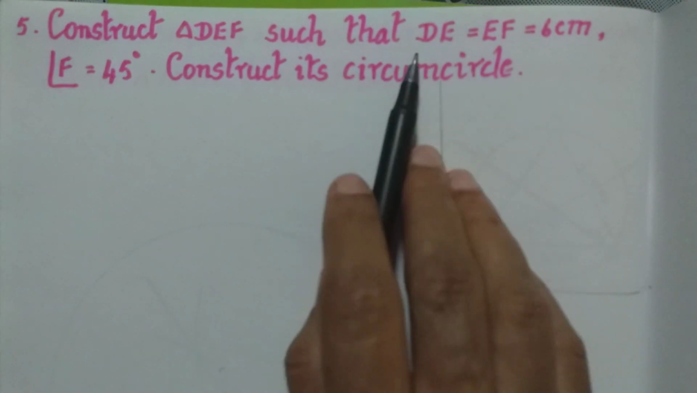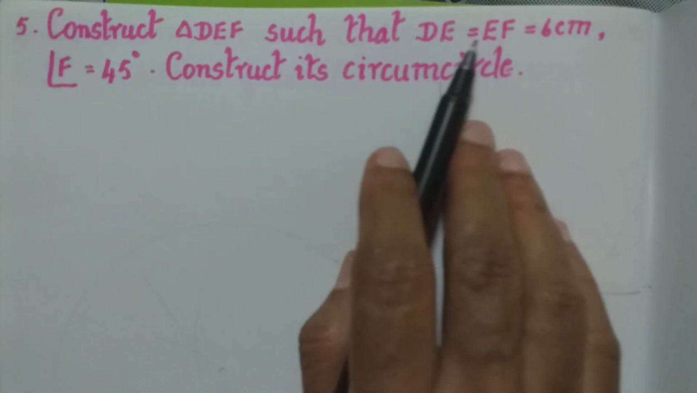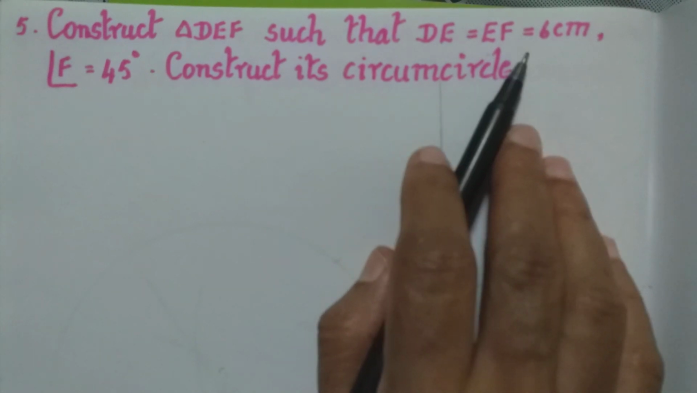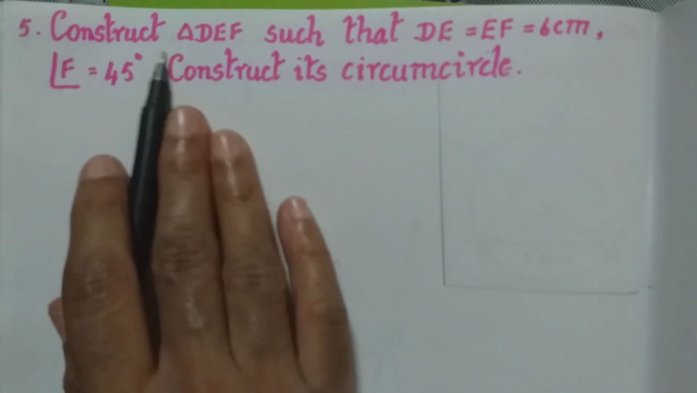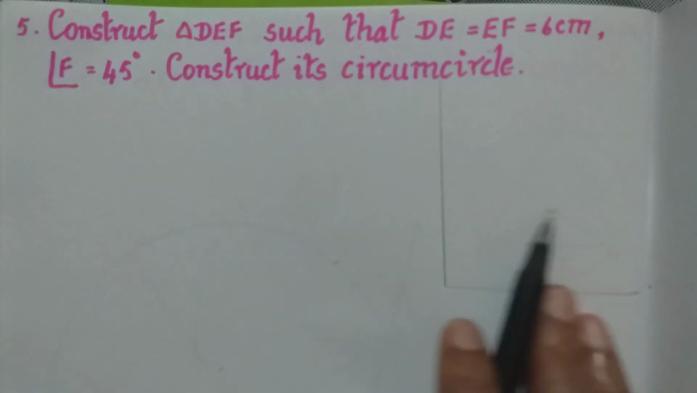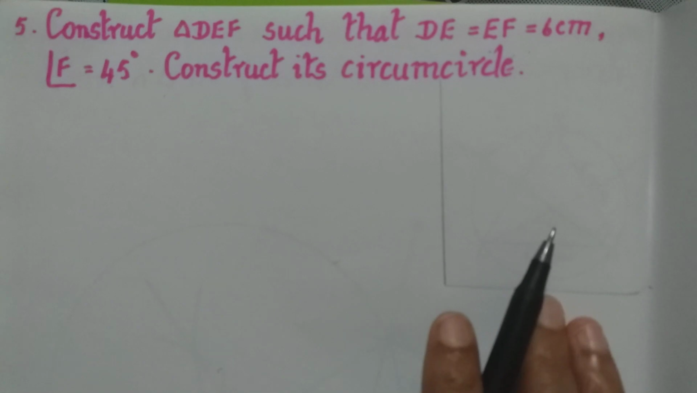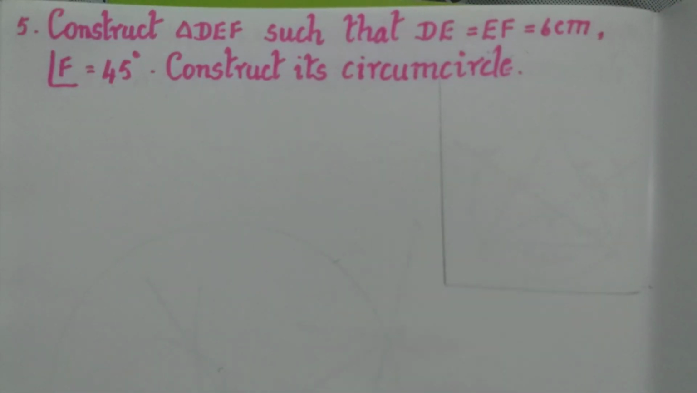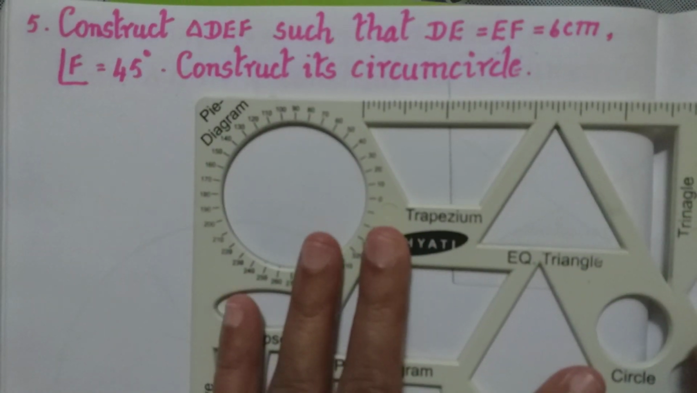Now see here, angle F is 45 degrees. Therefore, among the two sides which are given, we will take the side which is having the vertex F, that is EF. So EF will be the base, because we have to measure angle F as 45 degrees. If it is at the base, then we can keep the protractor on the base and measure the angle. So first let us draw a rough figure of the triangle. So we draw the triangle first.